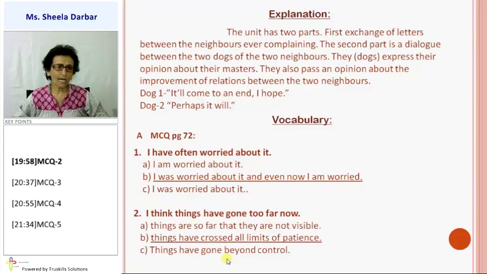The second one, I think things have gone too far now. Now what does this sentence mean? Things are so far that they are not visible. Incorrect. Things have crossed all limits of patience. And the third one, things have gone beyond control. So the right answer has been underlined for you. It is the second one. Things have crossed all limits of patience, meaning both of them are getting at each other.